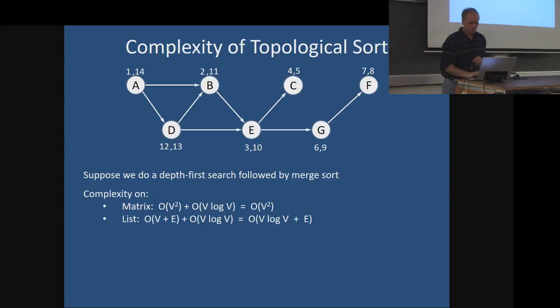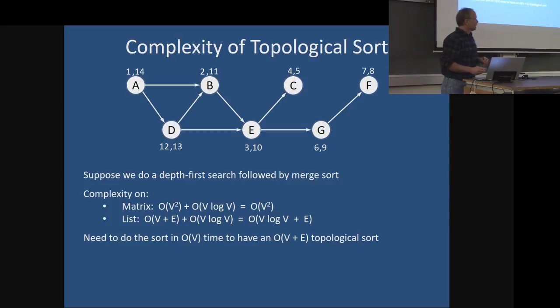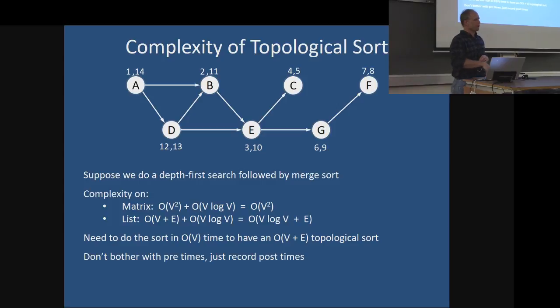So I'd like to have a topological sort of order V plus E. I'd like to improve the cost of sorting. And here's the thing. Imagine if we didn't bother with pre-times. We just recorded the post times. So when we're all done, A would not have 14 if we just recorded post times; it would have 7. So we'd have these vertices numbered 1 through 7.